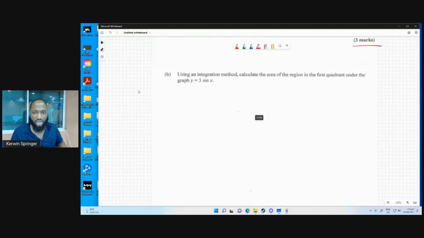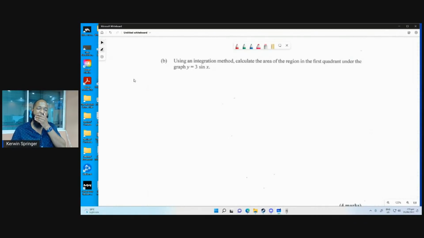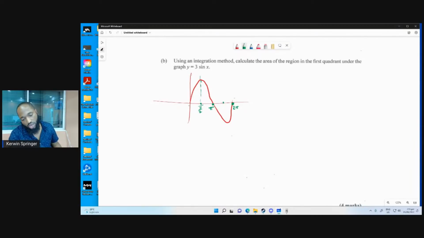Using an integration method, calculate the area. Let me try that again. Using an integration method, y is equal to 3 sine x. This is the graph of sine x. The graph of 3 sine x will just stretch a little more. The first quadrant will be here. So this is pi, this is 2 pi. This is pi over 2. So it's bounded between pi over 2 and 0.